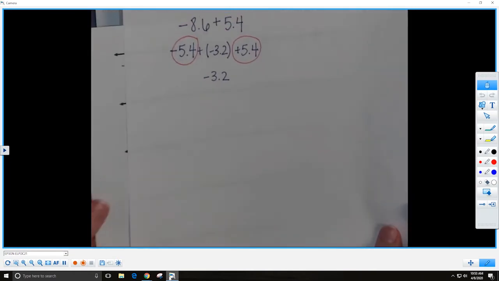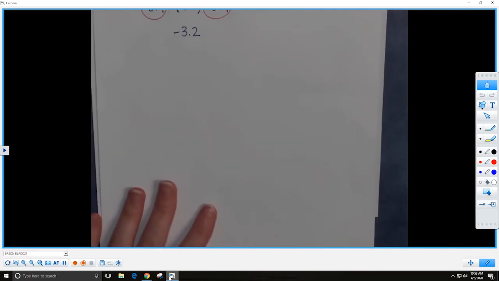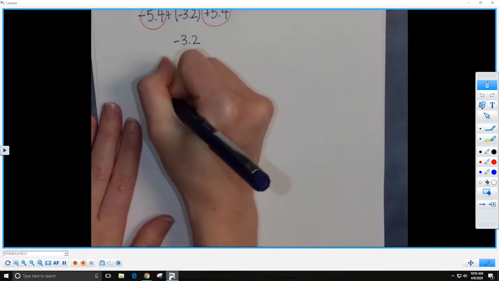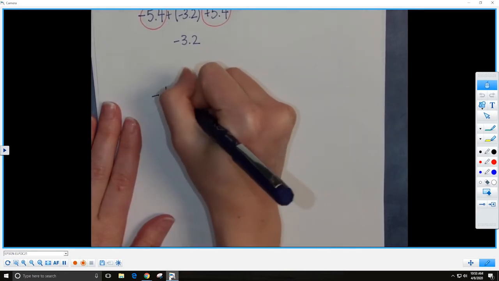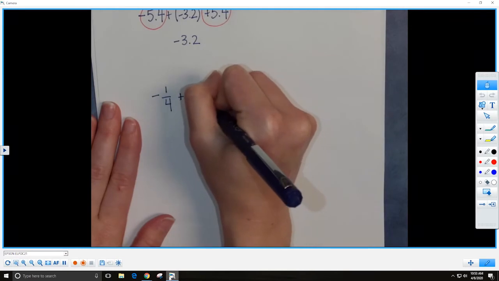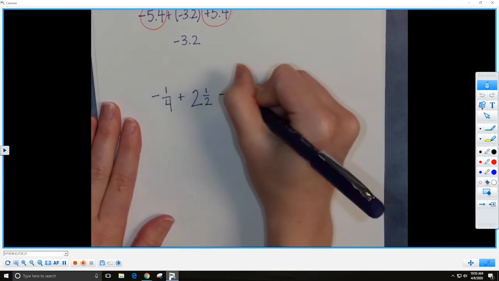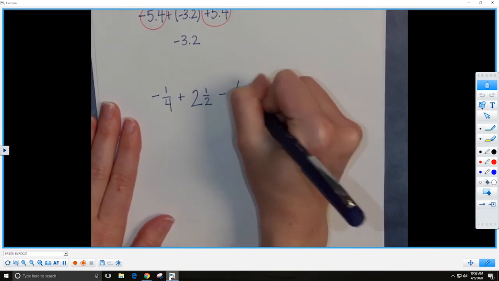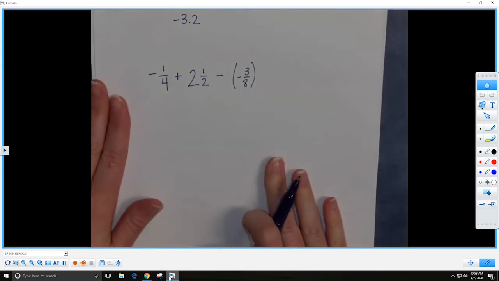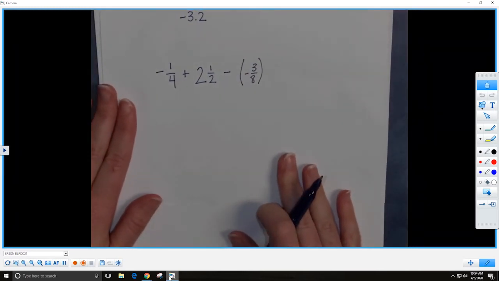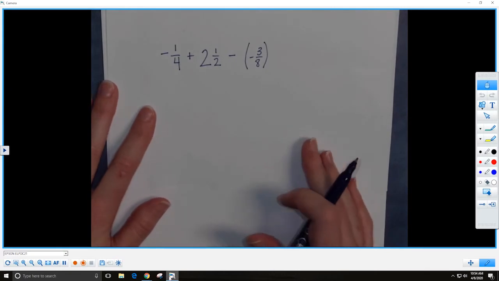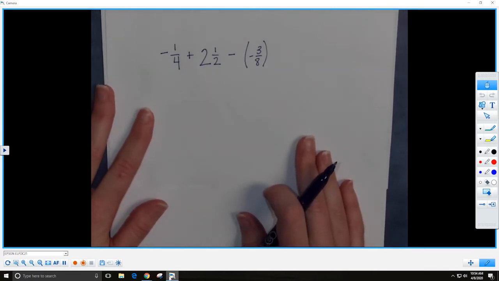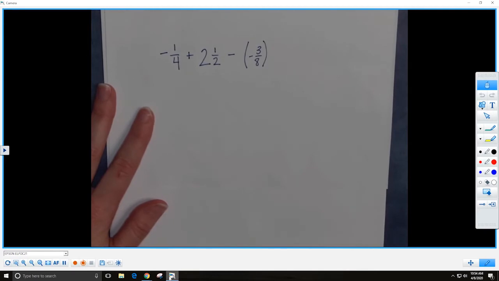Here's our next problem. -1/4 plus 2 1/2 minus -3/8. What strategy that we've learned this week could we use to solve this problem? Great. First, we could add the opposite. Let's write our new expression. Go ahead and write your new expression once we've added the opposite.